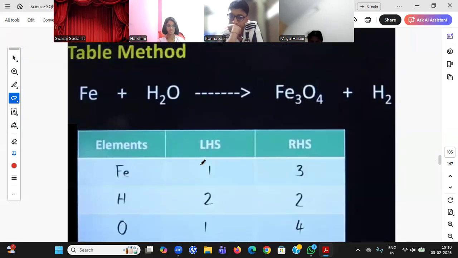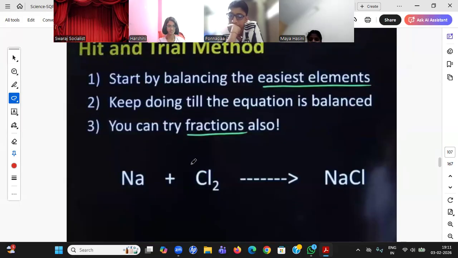So that is the reason for the table method: if you are comfortable, you can use that. But the first choice should be the hit and trial method, followed by the ABCD method. So let us go for the hit and trial method next.